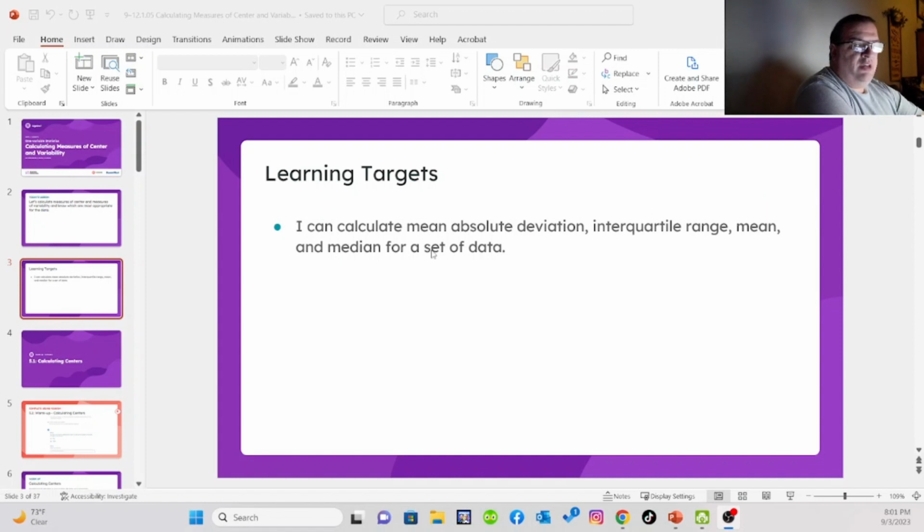So our learning target that we want to keep coming back to in this lesson is that you can calculate mean absolute deviation, interquartile range, mean, and median for a set of data. So by the end of this lesson, you want to ensure that you understand how to calculate each of those four statistics. Okay? So at the end of this lesson, if you still don't feel comfortable calculating those four statistics on your own, then please let me know and we'll work together to make sure that that gets clarified for you.